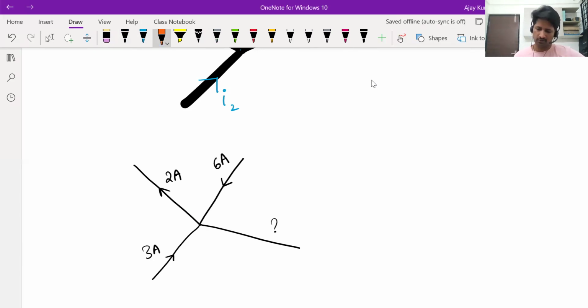Inflow is equal to outflow. Now, as you can see, there are two inflows, 3 and 6, that is 9. Then there's one outflow, 2 ampere, on one side. Then on the other side, there should be an outflow of 7 amperes.